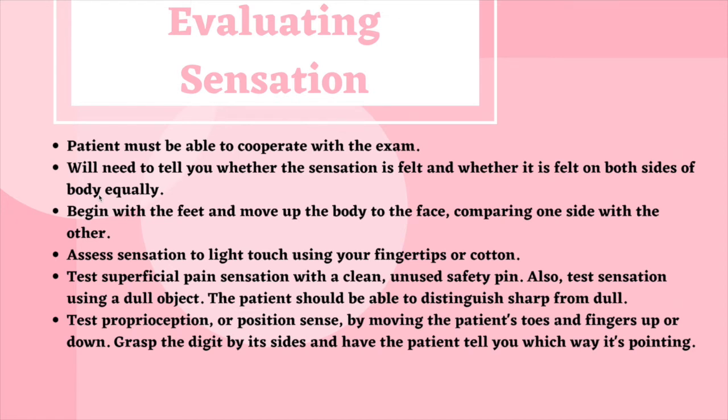Test proprioception, or position sense, by moving the patient's toes and fingers up or down. Grasp the digit by its sides and have the patient tell you which way it's pointing. Actually, this sensory examination is used to determine areas of abnormal sensation, the severity and type of sensory impairment, and the extent of the involvement. One of the principal goals of the sensory exam is to identify meaningful patterns of sensory loss. Basic testing should sample the major functional subdivisions of the sensory systems. The patient's eyes should be closed throughout the sensory examination.